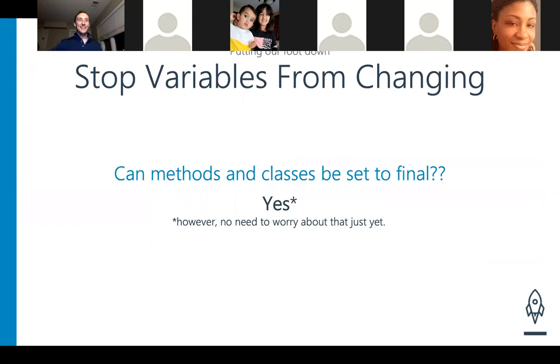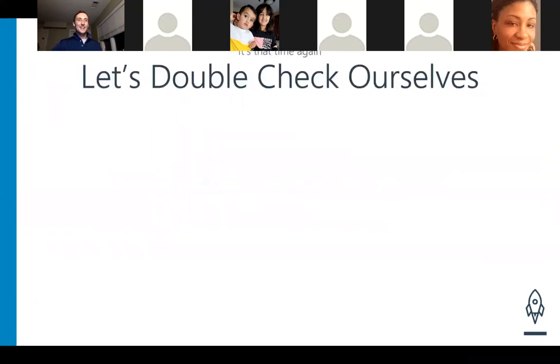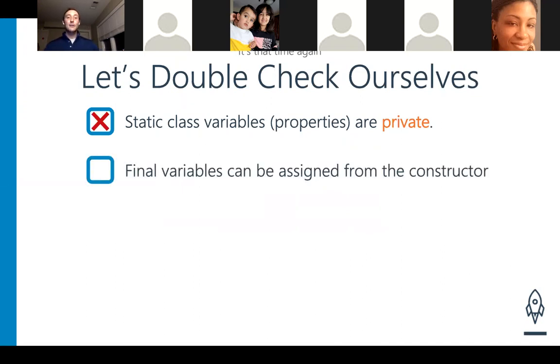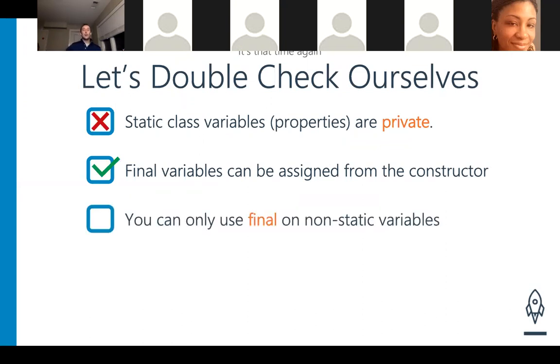Awesome. All right. Everybody ready? Let's start with some questions. Static class variables or properties are private. True or false? False. Awesome. They are public. They should always be public or we can't access them. Final variables can be assigned from the constructor. True or false? True. Very good. You guys are doing great. You can only use final on non-static variables. False. Right. We can use them anywhere. We can use them on whatever we want.